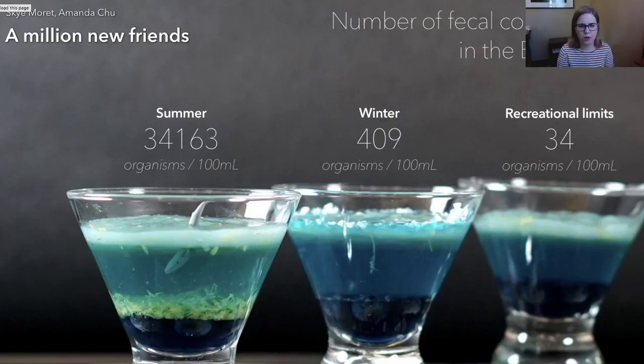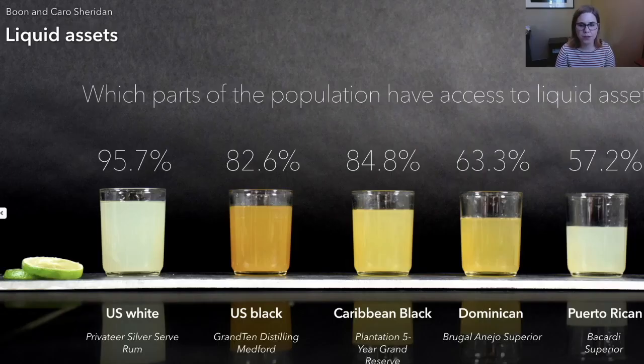I also probably wouldn't want to taste this tastification of the number of fecal coliform bacteria in the Boston Harbor. That seems pretty gross. This one is a little more appealing. Here are some cocktails that are showing which pieces of the population have access to liquid assets. This was actually done by my friends Boone and Caro Sheridan from Massachusetts, and they're cocktail enthusiasts. So they decided to create their tastification using cocktails.